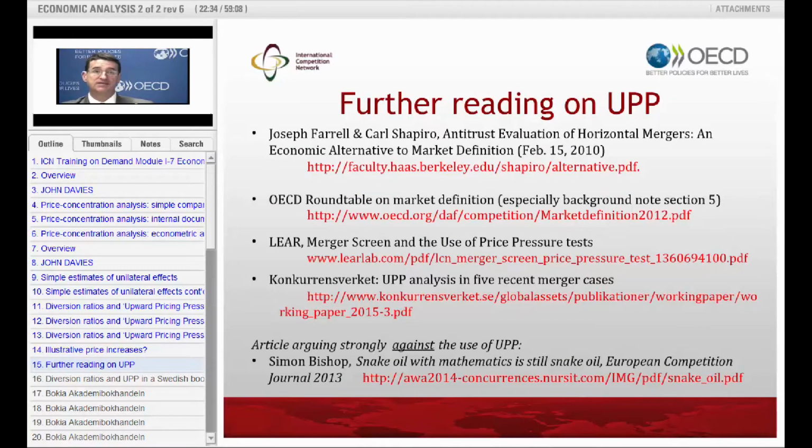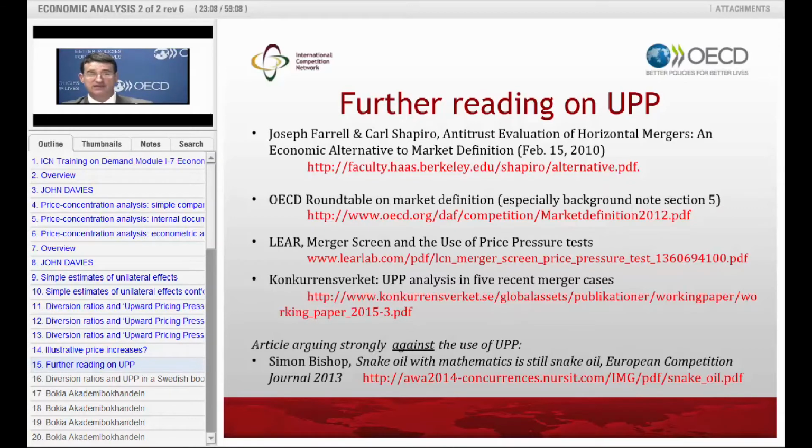I provide links here to some good things to read about diversion ratios and UPP. There are some economists who believe that these measures are so simple, that the assumptions behind them are so strong and unrealistic that they should not be used at all. I include here a link to an article by Simon Bishop arguing exactly that. I strongly encourage you to read it because I think he makes his case very well, and it's an extremely useful paper on the limitations of this technique, and you need to understand that. I personally do not agree with his conclusion.